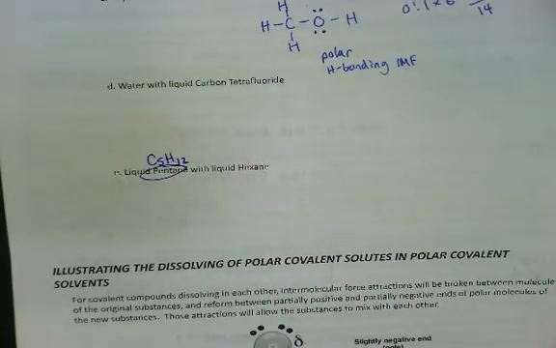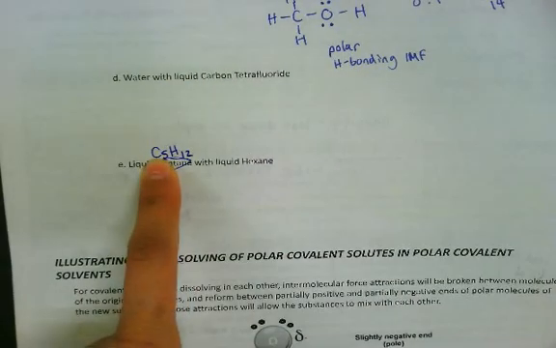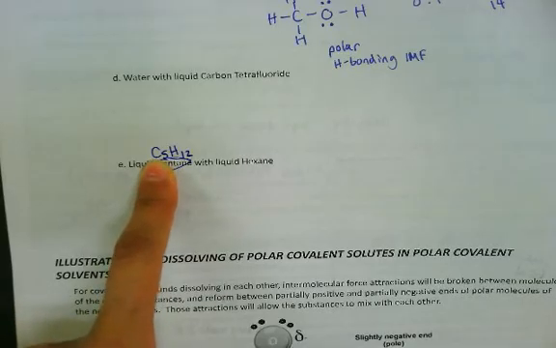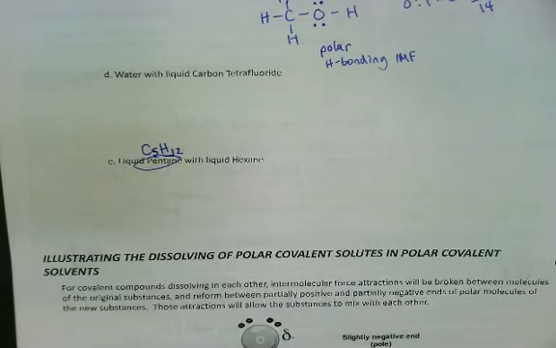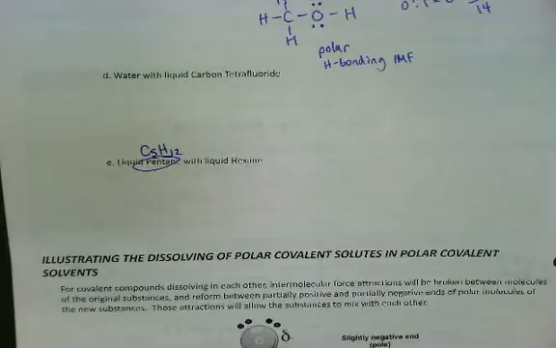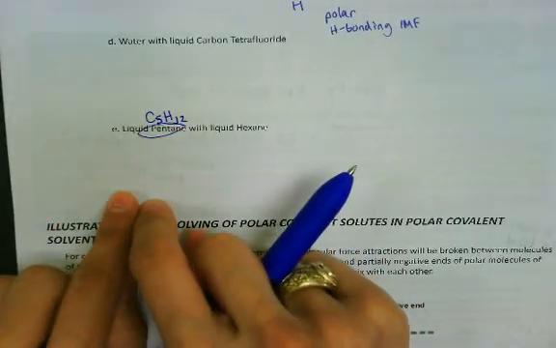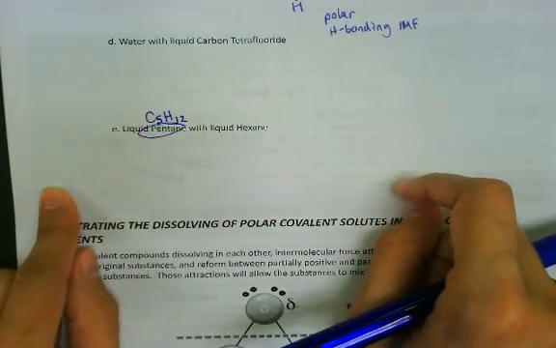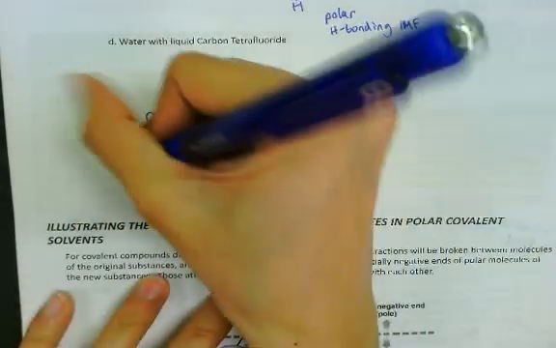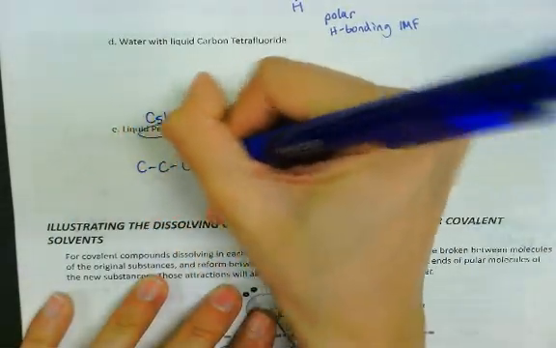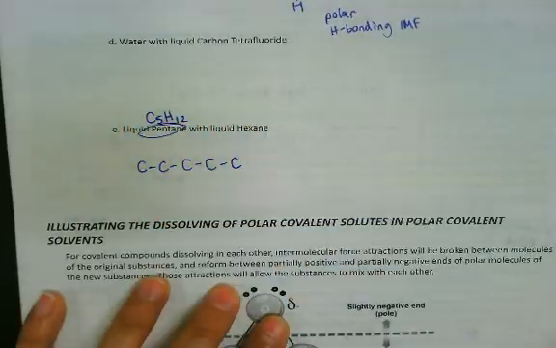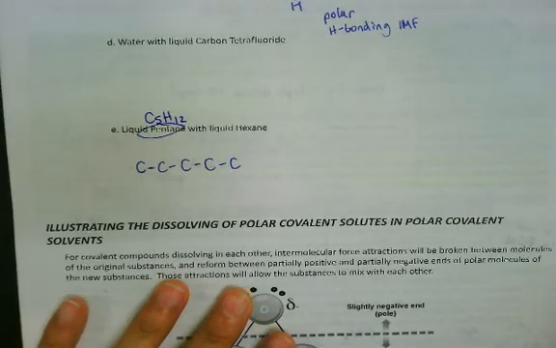C5H12. Very good. C5H12. So the pent means 5. We have 5 carbon. You do 5 times 2 plus 2 to get the 12 hydrogen. For something like pentane or hexane, all you're going to have here is the carbons are going to form a backbone of this structure. Okay? So you're going to have 5 carbons bound to one another. So I'm going to draw a chain of 5 carbons.